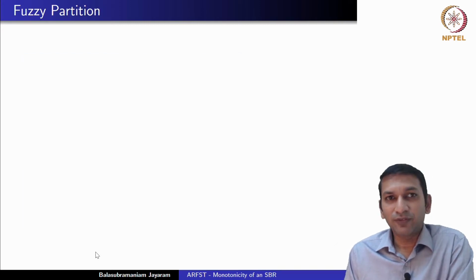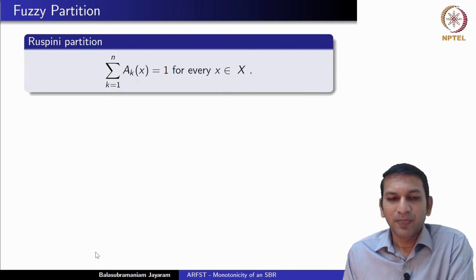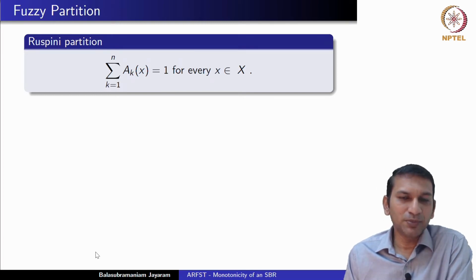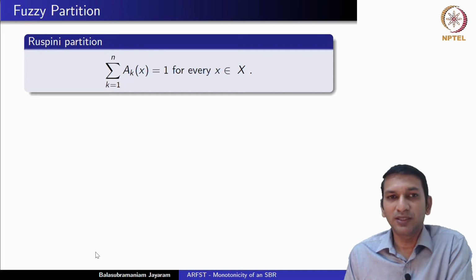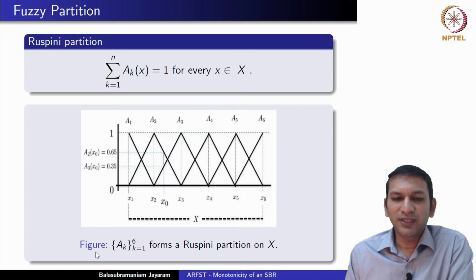We also defined what is a fuzzy partition. One particular type of partition is called the Ruspini partition. Here what we expect is that for any X, the sum of its membership values to every piece in the partition, the collection, adds up to 1. So we have seen this figure.